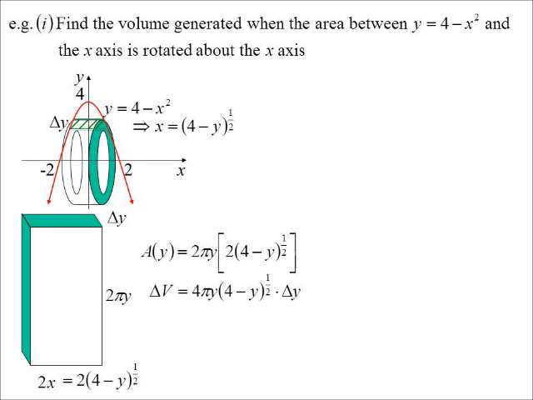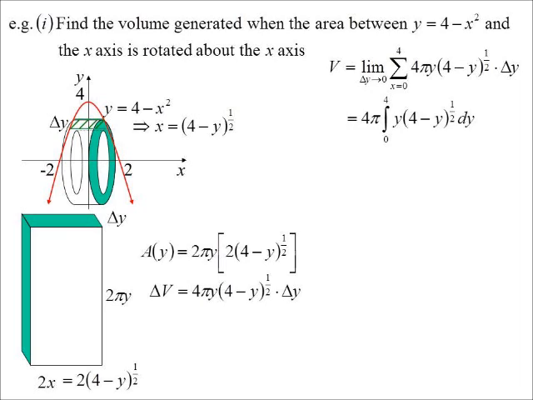Putting that all together, there's my volume element. So 4 pi y, 4 minus y to the power of a half, delta y. We're summing from, this is where you've got to be careful because we're so used to just going around the x-axis and using the x values. It's all in terms of y. So we're going from 0 to 4. 0 to 4. That becomes our integral.